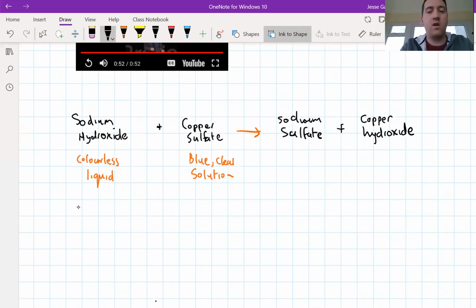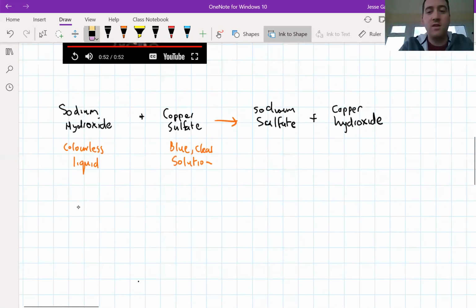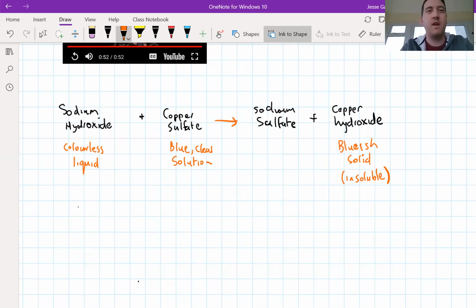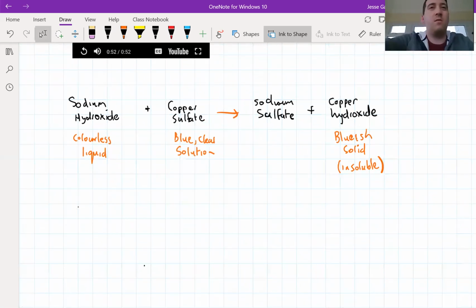So just take a quick look and see what I mean by the sodium and the copper swap places. The copper goes and combines with the hydroxide, and the sodium combines with the sulfate. That's basically what's happening here. And it's this substance, the copper hydroxide, that's actually a bluish solid, which is darker blue, and it's insoluble. It's not a clear mixture anymore, the product. So that's what we observe when we watch the reaction.